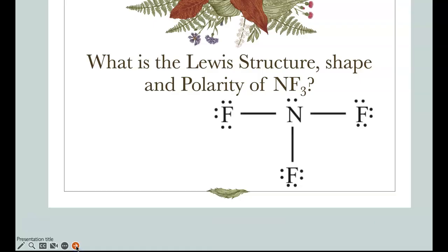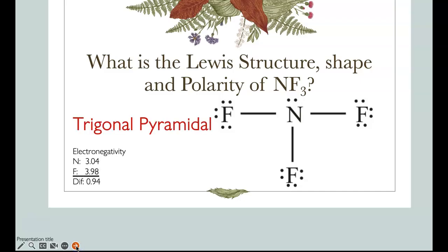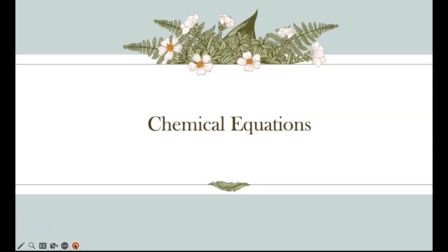All right, so hopefully you came up with something like this. Of course, that is trigonal pyramidal. And then when you look at your electronegativity values, you can see that it is a difference of 0.94. So that means polar bonds. And the shape lends itself to having a separation of charge. So we have a polar molecule here. All right, so on to chemical equations.